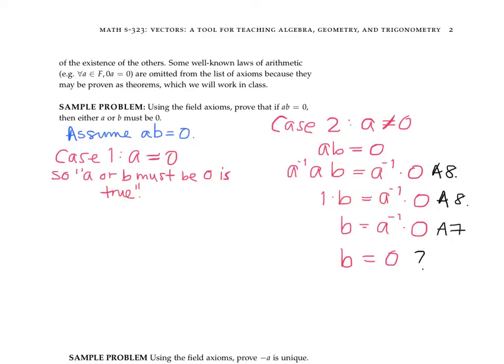Let's take a look at the next proof. It says, using the field axioms, prove that minus A, remember that minus A is the additive inverse, is unique. Well, first of all, what does unique mean? Well, that means that for any element A, it only has one additive inverse. Its additive inverse is unique.